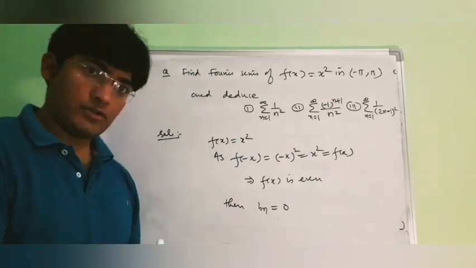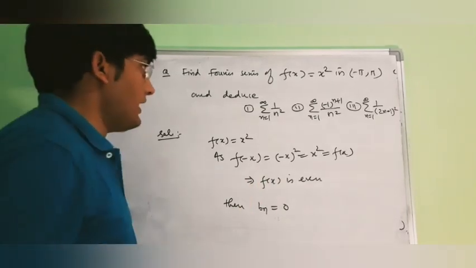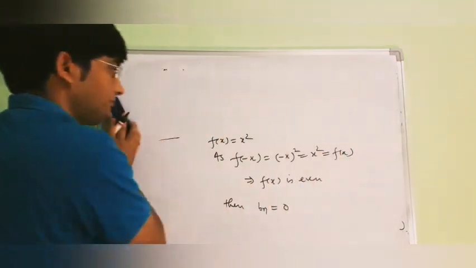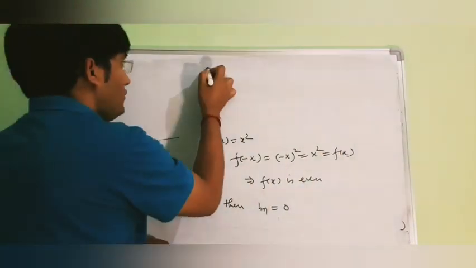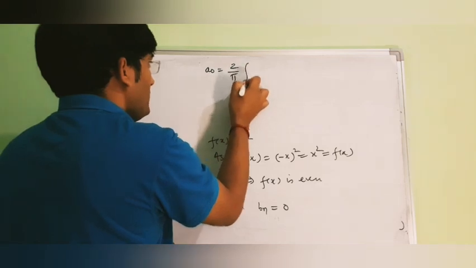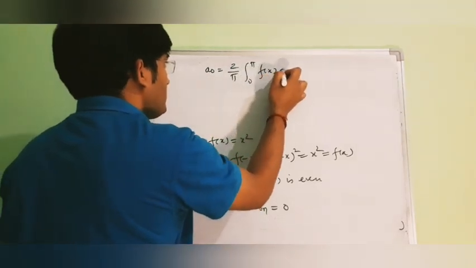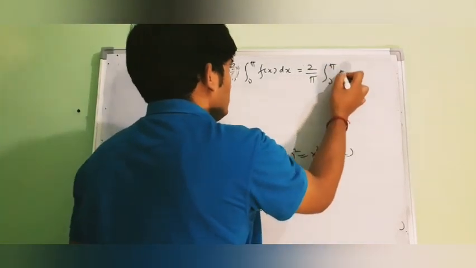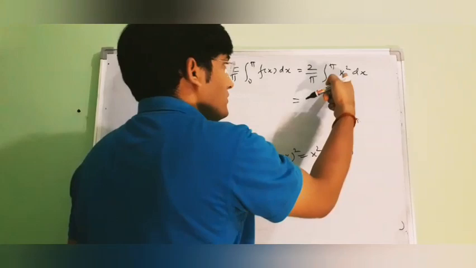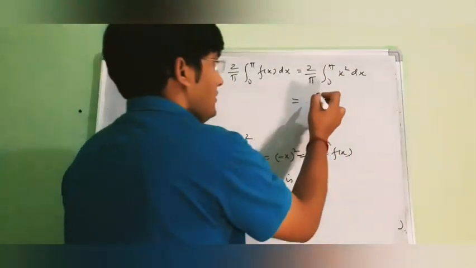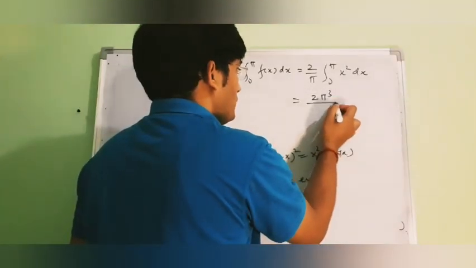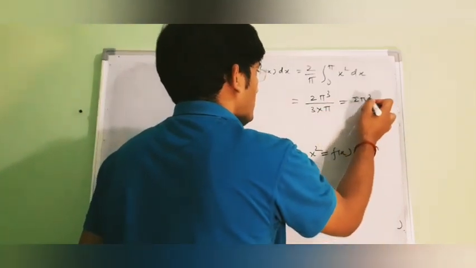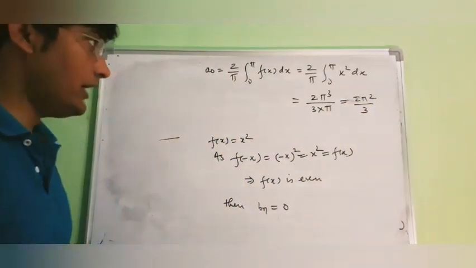So in case of half range cosine series our bn will be 0, and a0 will be 2 upon pi, integral 0 to pi f(x) dx. Now as the value of the function is equal to x square, so the integration of x square will be x cube upon 3. So this will be your 2 pi cube upon 3 into pi. So this a0 will be 2 pi square upon 3. Now let us compute an.